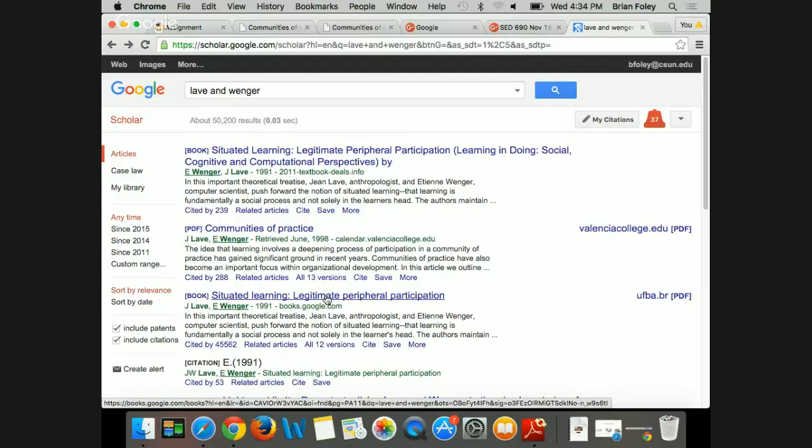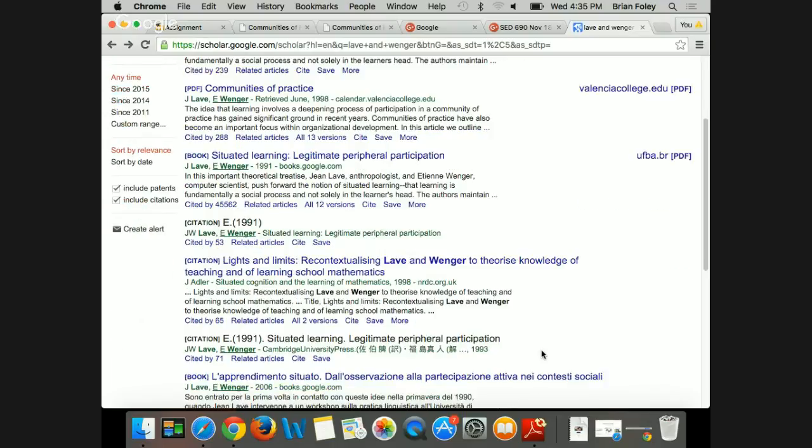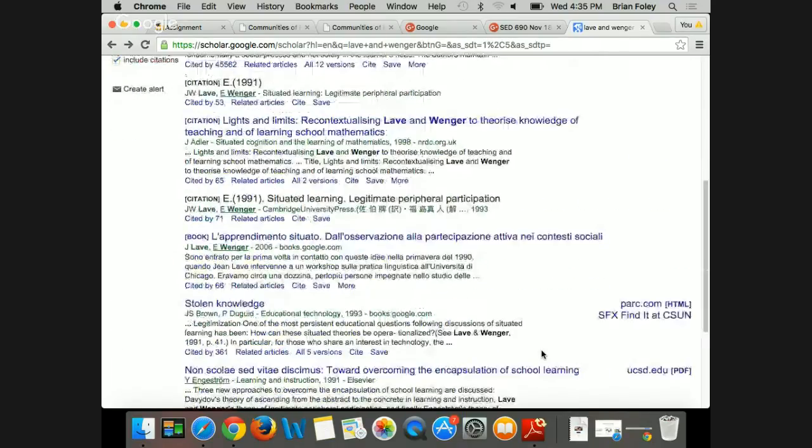Oh, that's our book. No, this is a different book. Oh yeah, that's their other book. Why do they have 2 books in the same year? Oh, that was Wenger and Lave, and that's Lave and Wenger. So that's cited by 45,000 people. See, I told you that was a popular book, and now you all know it. You're in the club.